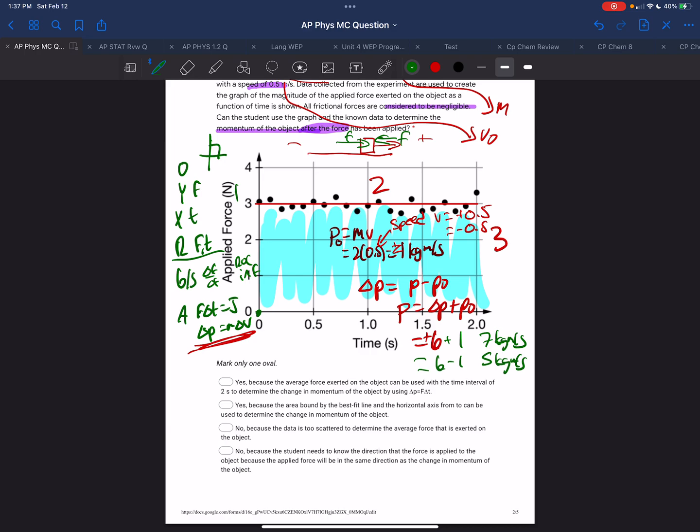So can we determine the momentum afterward? The answer is no. No, because the data is too scattered. That's not the reason. That's false. No, because the student needs to know the direction that the force is applied to the object, because the applied force will be in the same direction as the change in momentum of the object. And that's why we are at the last choice.